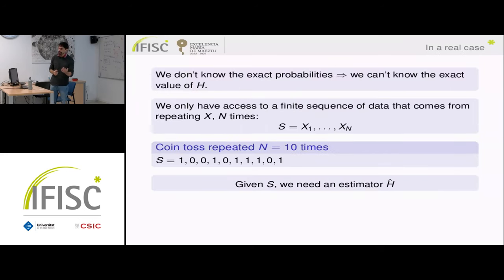If we don't know the exact values of the probabilities, we can't know the exact value of the entropy. In a real case, we only have access to a finite sequence of data. In the example above, it would be repeating the coin toss, for example, n equals 10 times. So given a sequence, we need some kind of estimator.